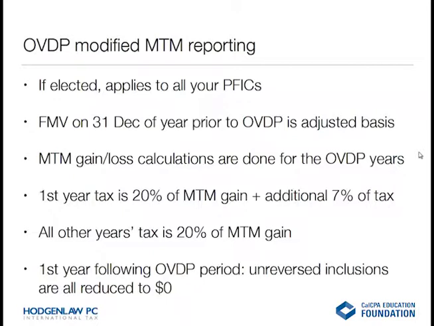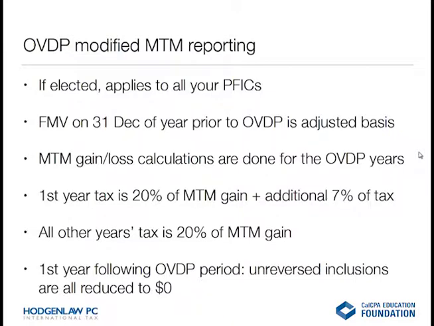And then instead of including the gains and losses on your line 21, you're actually going to use a set tax rate of 20%, and you add that 20% into other taxes so that it appears directly on page 2 of your Form 1040. And in the first year, there's also an extra 7% that's added onto that, and then all of the other years are 20%.